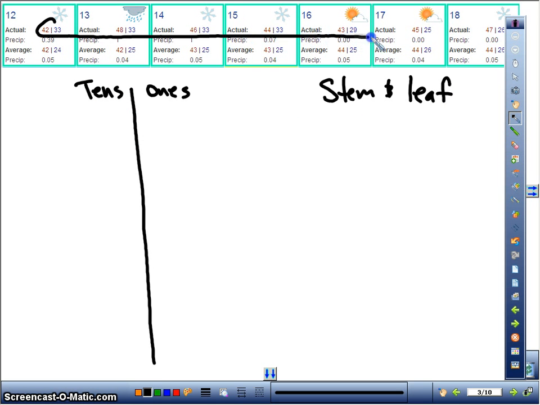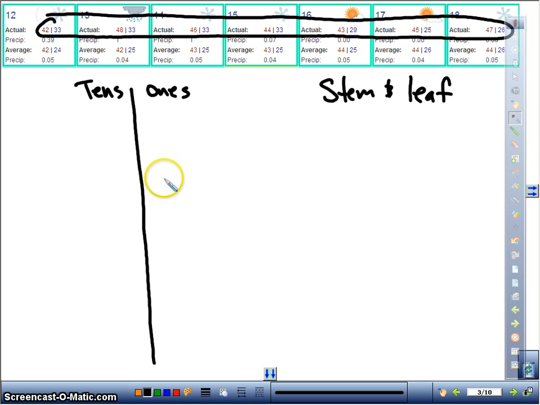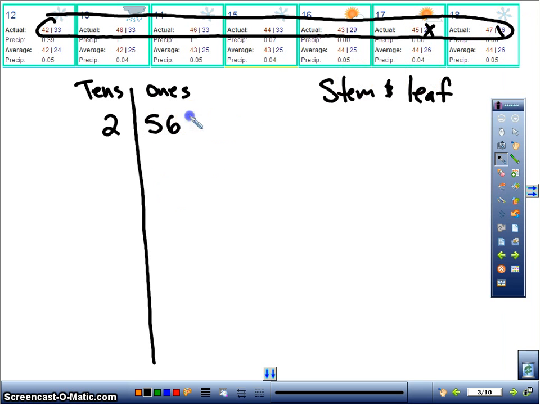Did I have any that started with 0? And the answer is no. Any in the teens? No. But I've got a couple here that were in the 20s. So I'm going to put my 2 here, and I know that I have a 9, a 5, and a 6. So 25 I represent like that. I've done that one. And then 26, put my 6 out like that. And then 29, I put my 9 out like that. Okay, so that represents 25, 26, and 29.